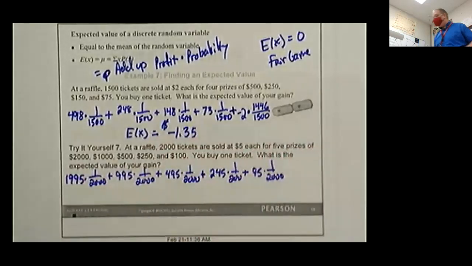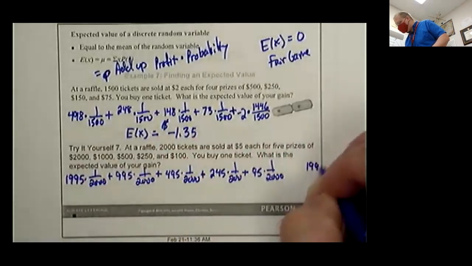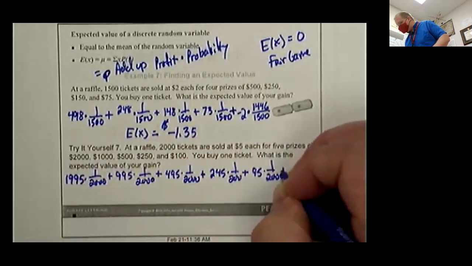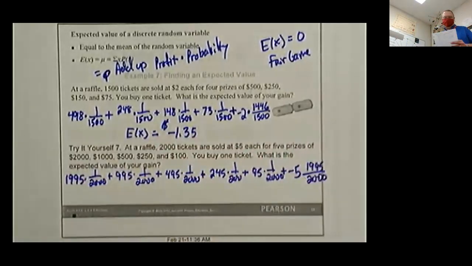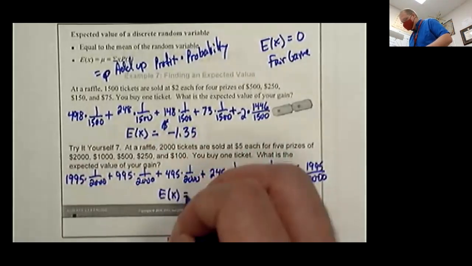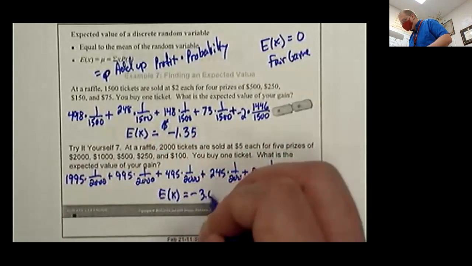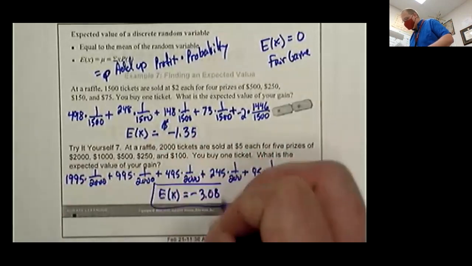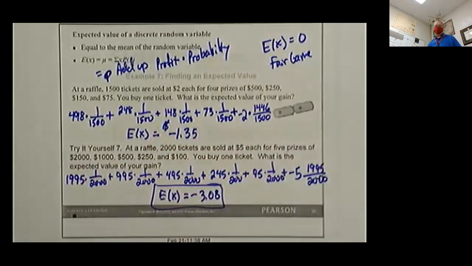So if 5 people win, how many didn't win? Well, there's 1,995 that didn't win out of 2,000, and they all lost $5. So -5 times 1,995 out of 2,000. That gives us our expected value. E of X is -3.08. So again, this is like a fundraiser. Each ticket is generating $3.08 for the $5 of tickets that sold.